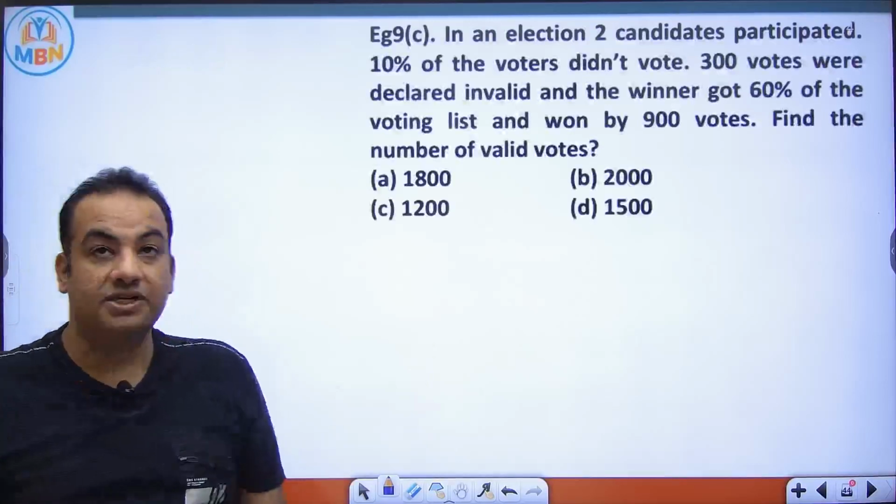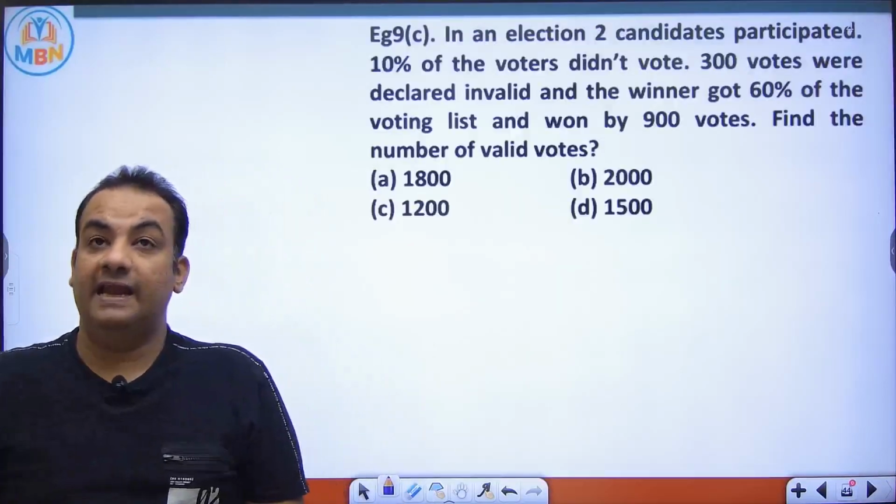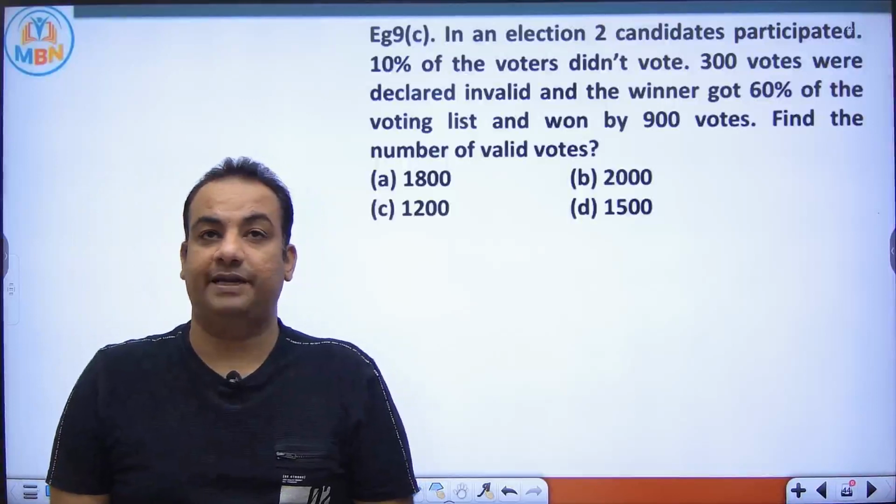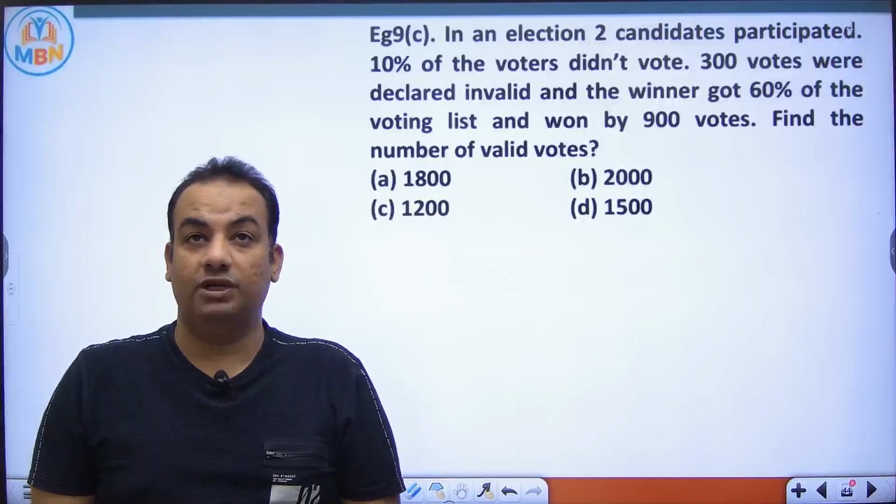Now see the next question. In an election, two candidates participated. 10% of the voters didn't vote.